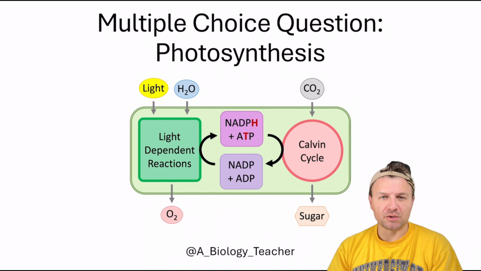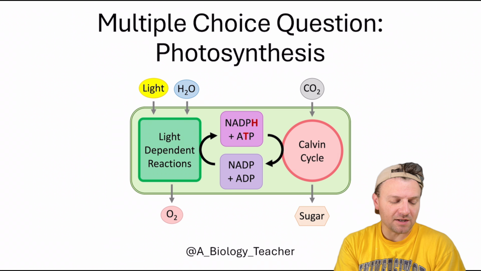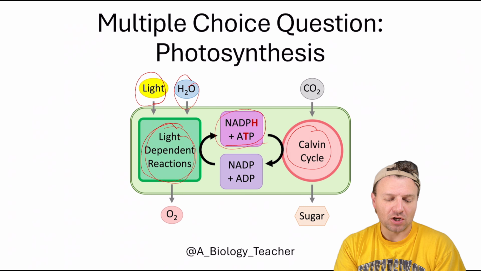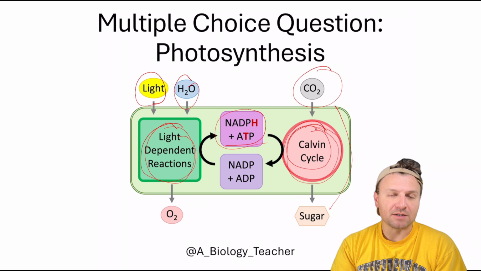Let's go over these two multiple choice questions about photosynthesis. These questions would primarily be for an AP biology class. Remember that photosynthesis is divided into the light-dependent reactions and the Calvin cycle. The light-dependent reactions use light and water to produce ATP and NADPH, which fuels the Calvin cycle. The Calvin cycle uses CO2 to make sugar.